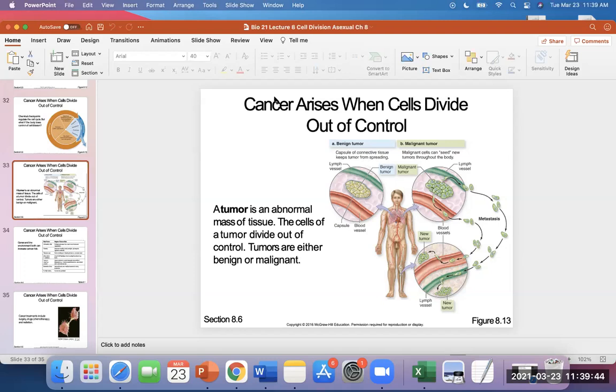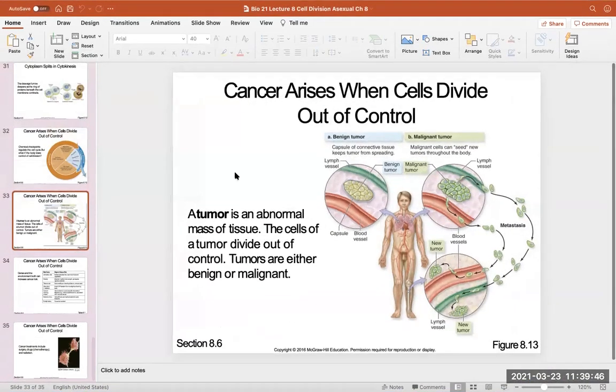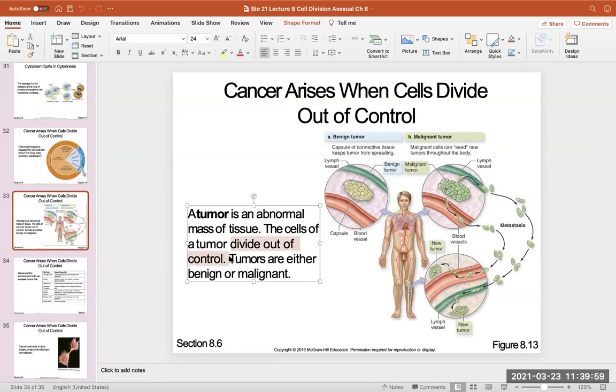Benign is a not active tumor and malignant is an active one? So if you were to define tumor, it's uncontrolled cell division. The cells are just dividing and dividing. They divide out of control. Then you have two types, benign and malignant.